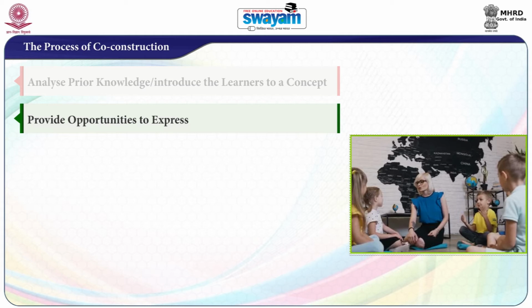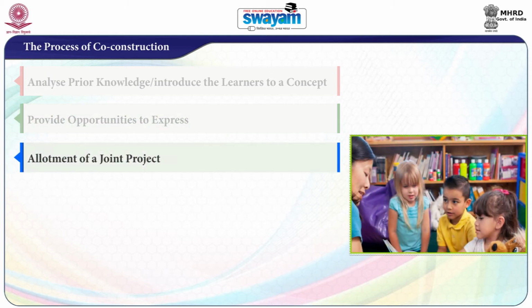The educator should provide the group several opportunities to inquire, explore, analyze and brainstorm to express each of their viewpoints on the said concept. You as an educator jot down the viewpoints in a chart either as small drawings or as prompt words. The third step of co-construction is allotment of a joint project. A small group work or a project on the analyzed concept should be allotted to the group in which the educator herself is a member.